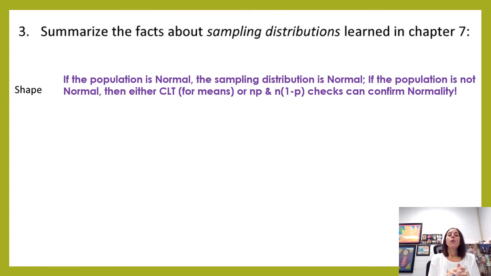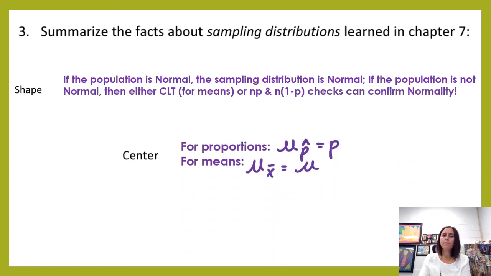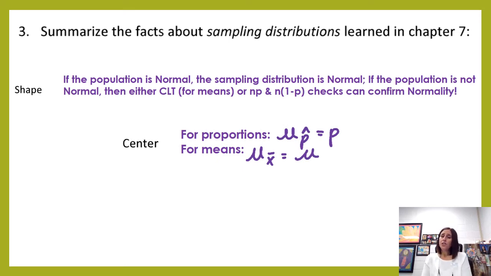Just know that the distribution we're going to assume is normal as long as our sample size is at least 30 when we're dealing with means. If we're dealing with proportions, you're going to take n times p and you're going to take n times 1 minus p. And you want to make sure that those products are at least 10 in order to confirm a normal distribution. For our center, if you're dealing with proportions, your center is just going to be the proportion given to you. And if it's means, it's going to be the mean that's given to you.